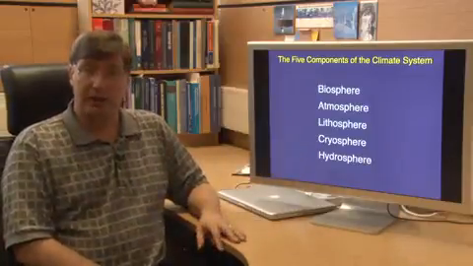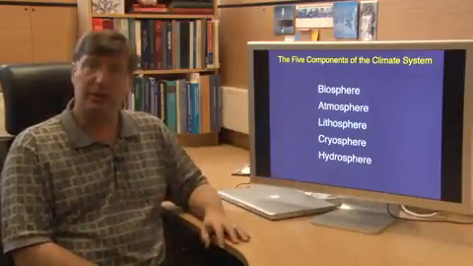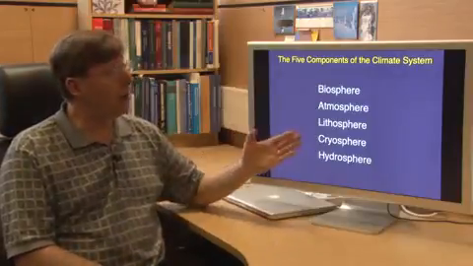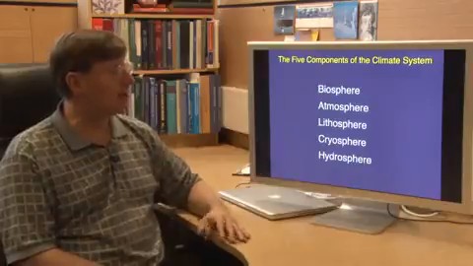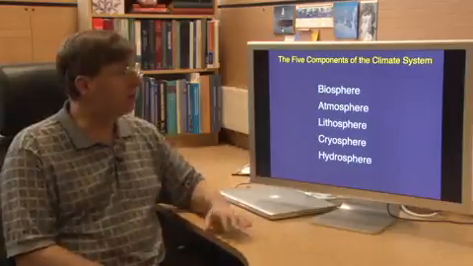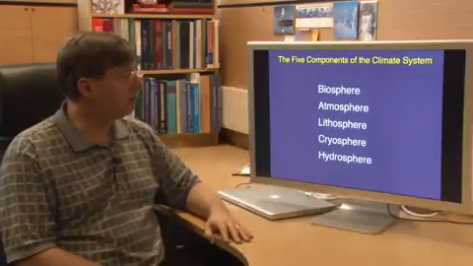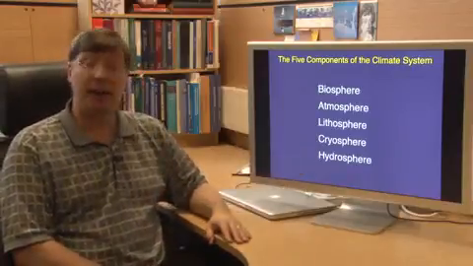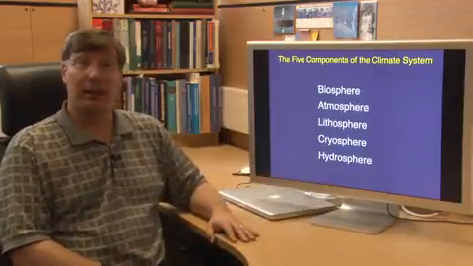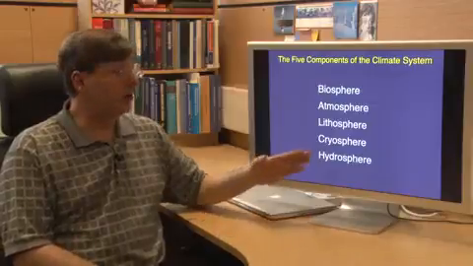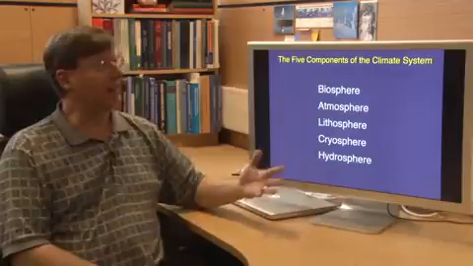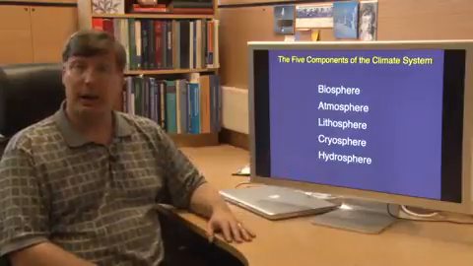We have the cryosphere. This includes everything that's frozen on the Earth's surface. We have the polar caps. We have glaciers in the mountains. We have sea ice and the permafrost, the frozen soils in the Arctic region. And we have the hydrosphere. This includes all the water substance on the Earth in its liquid form. So primarily the oceans and any fresh water in lakes, rivers, and groundwater.